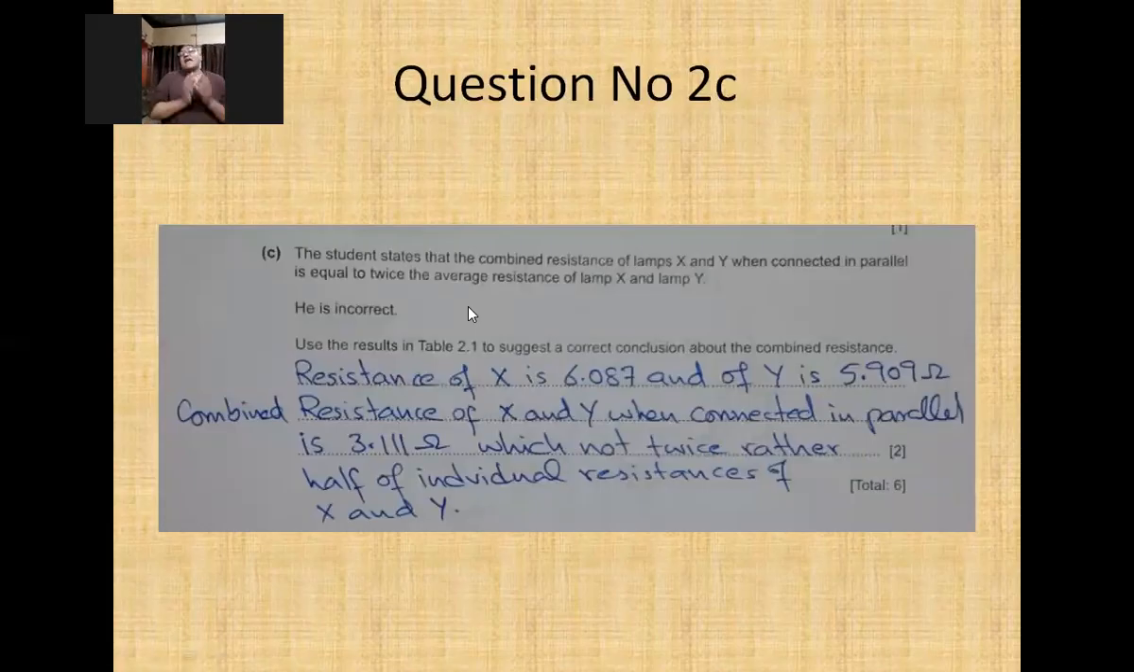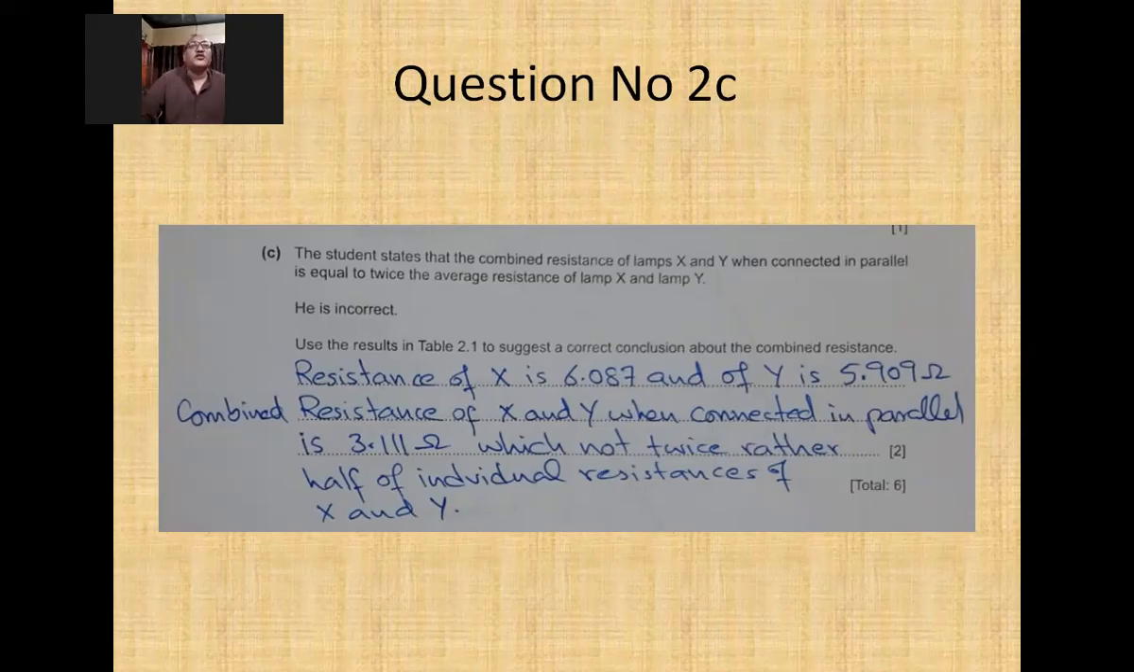Resistance of the X is 6.087 and of the Y is 5.909 ohm. Combined resistance of X and Y when connected in parallel is 3.111 ohm, which is not twice, rather half of individual resistances of X and Y. So his statement is incorrect. So we are done with question number 2.